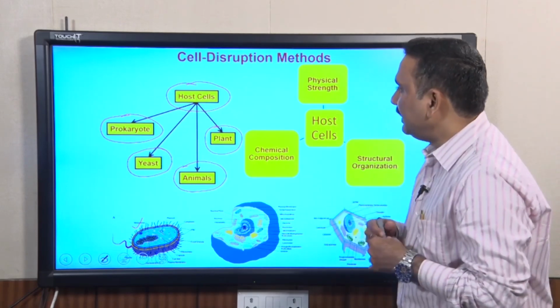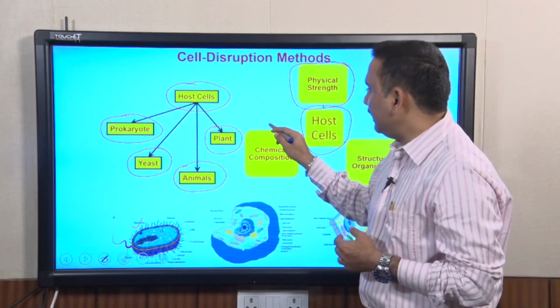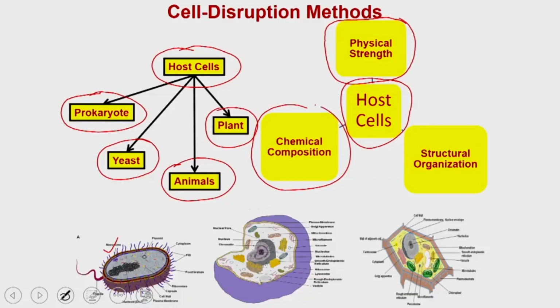And what you see is that the host cells are varying in terms of their physical strength, which means the cell is going to have a different variable level of physical strength to be broken down. Then you have the varying chemical composition of these host cells. So, that also can be taken care of in the disruption processes, and then at the end the structural organization is also different between all these 4 different strains.